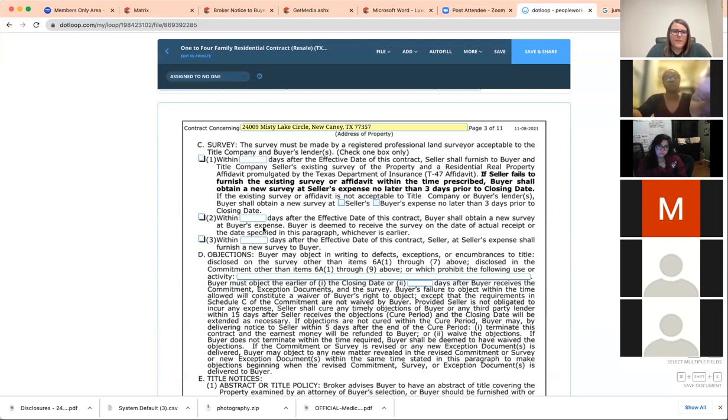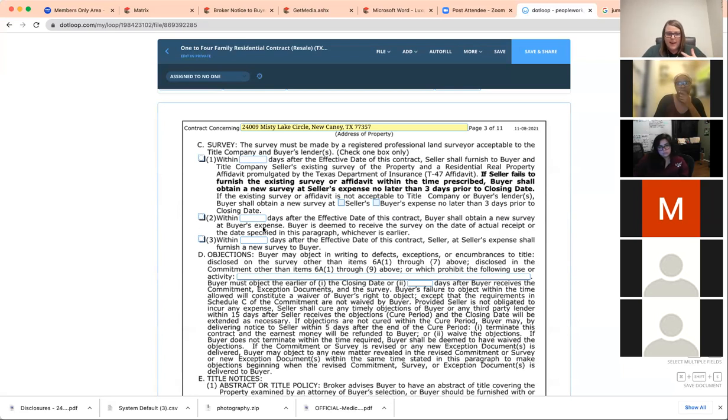Number 2 is within blank days after the effective date of this contract, buyer shall obtain a new survey at buyer's expense. So this, since I'm representing the buyer, I don't want it to be 3 days. I don't want it to be 10 days. I don't want my client to have to spend the money prior to doing an appraisal and all that. So I typically put 21 days here because I want that to be towards the end or have the option to do it later in the contract.